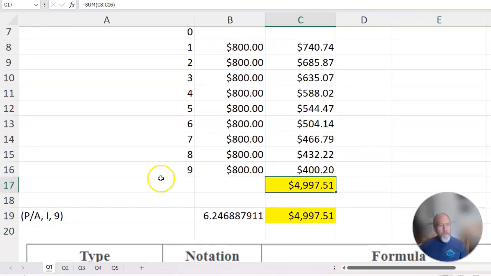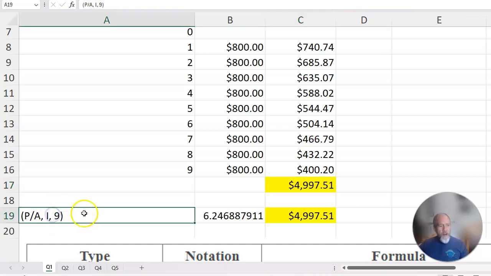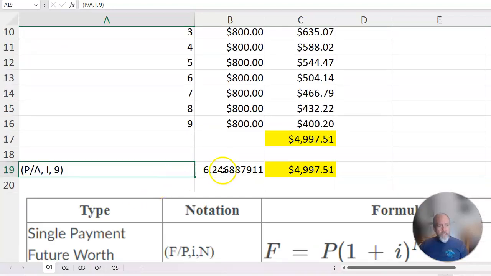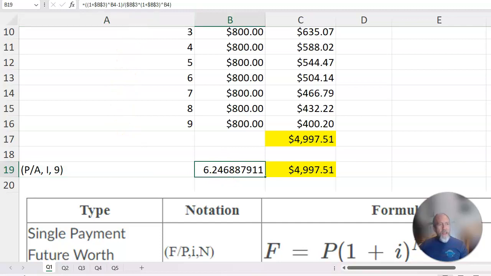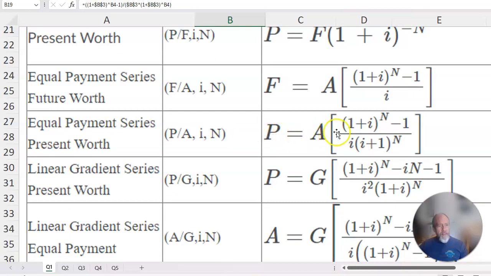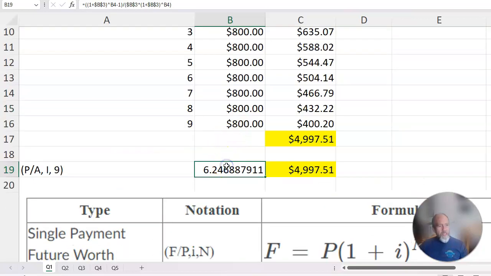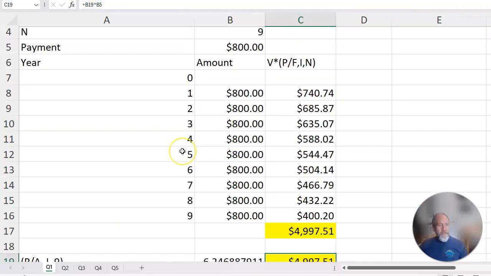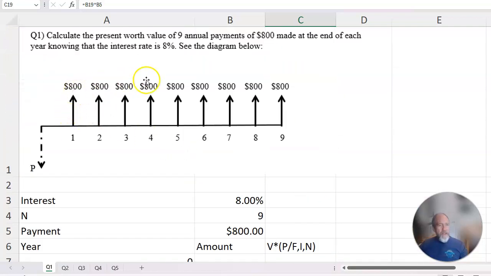That's it. Of course, you can also use the P over A formula. So P over A, this is this guy right here. And with the interest rate of 8% and 9 payments, I usually just write out the calculation in Excel. It's right here. The formulas. P over A would be 1 plus I to the n minus 1 over I times I plus 1 to the n, which is exactly what this would give you, which, by the way, gives you exactly the same answer. So that's just simply taking an annual payment and converting it to present worth.